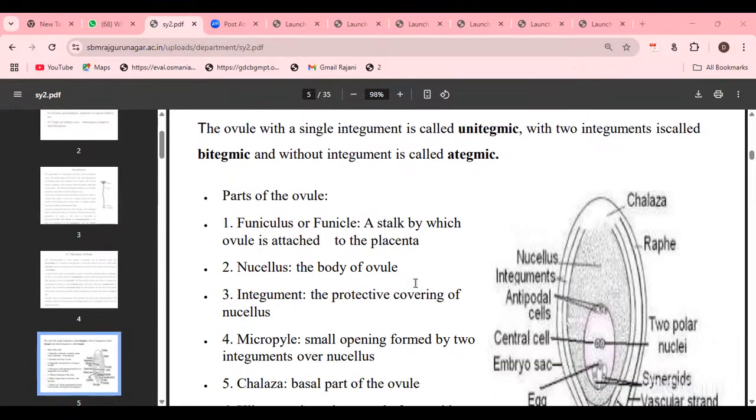The outer layer of the ovule, the covering layer, is called the integument. In some families, only one integument is there, unitegmic. In some families, two integuments or two covers are there, bitegmic. In some families, the integument is totally absent, ategmic.